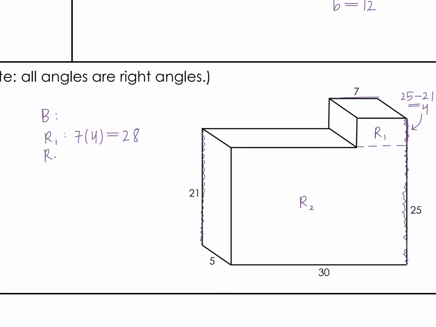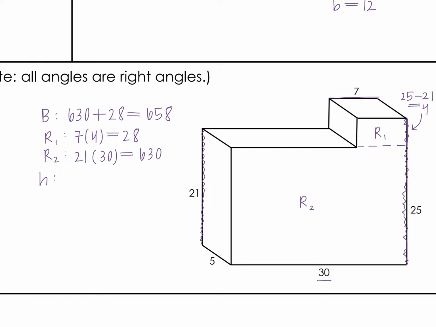And then for my rectangle 2, I would have that 21, and then I would use the 30 that I see down here. Okay, so when I multiply those two together, I should get 630. So for my capital B here, I'm going to take that 630 plus the 28, and I can get 658 for my capital B.